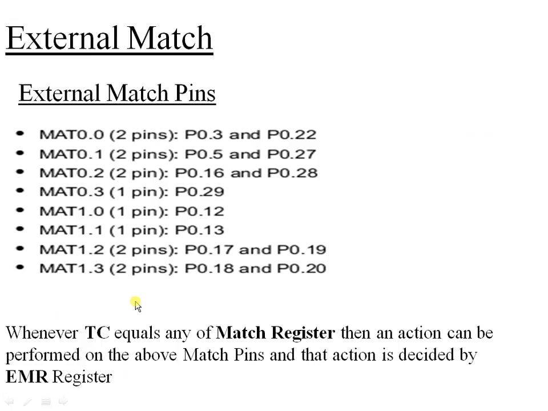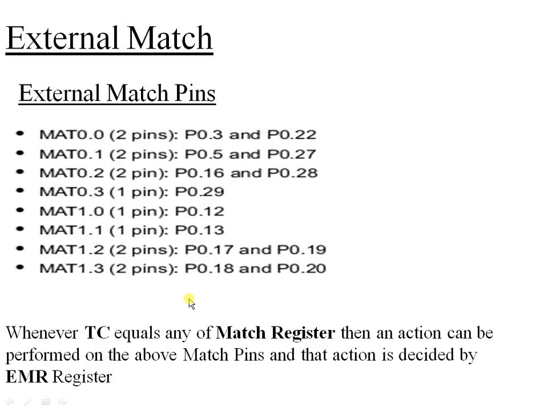Now let us see the last concept, that is external match. Okay, so external match, as you can see, these are the external match pins. In total you have 4 match channels under timer 0 as well as under timer 1. Out of these pins you can only use one particular pin under each channel. For example, if I'm using match 0, which means timer 0's match channel 0, then I can use any one of these pins to act as the match pin, either P0.3 or else P0.22.